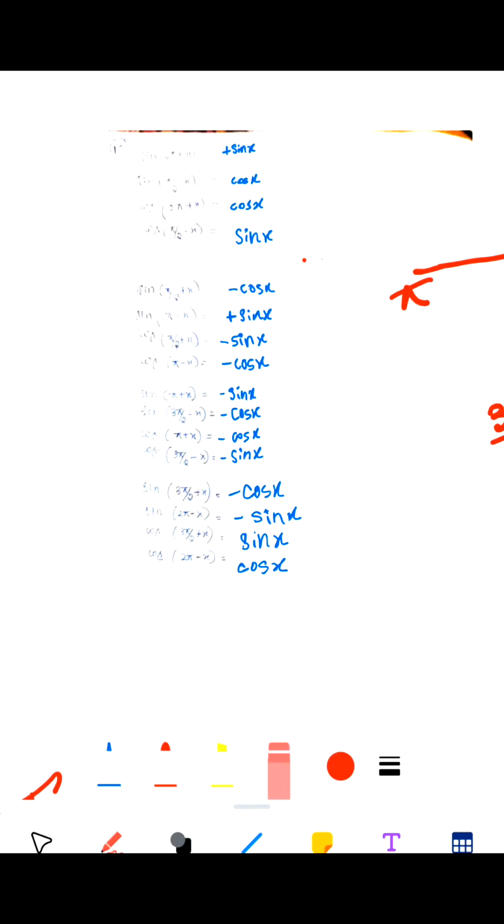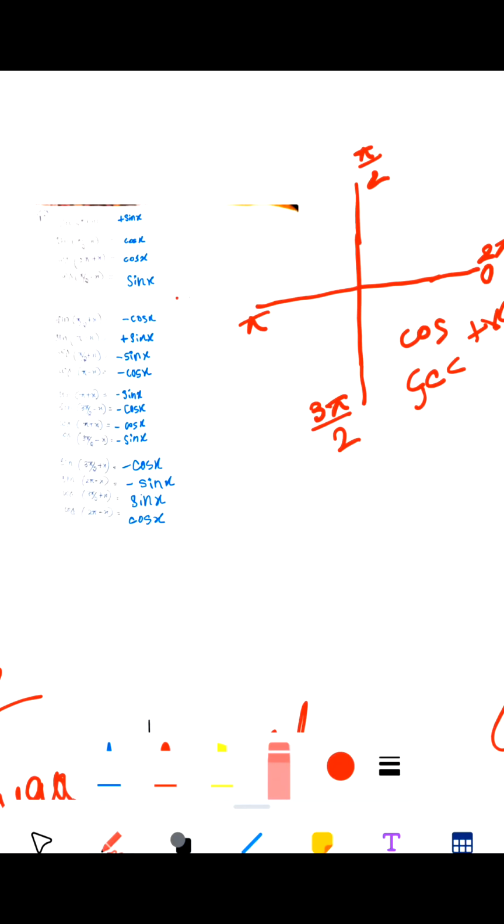These 16 formulas we have learned without the help of anyone and without memorizing, just by using this simple ASTC rule. I hope this is very helpful for you.